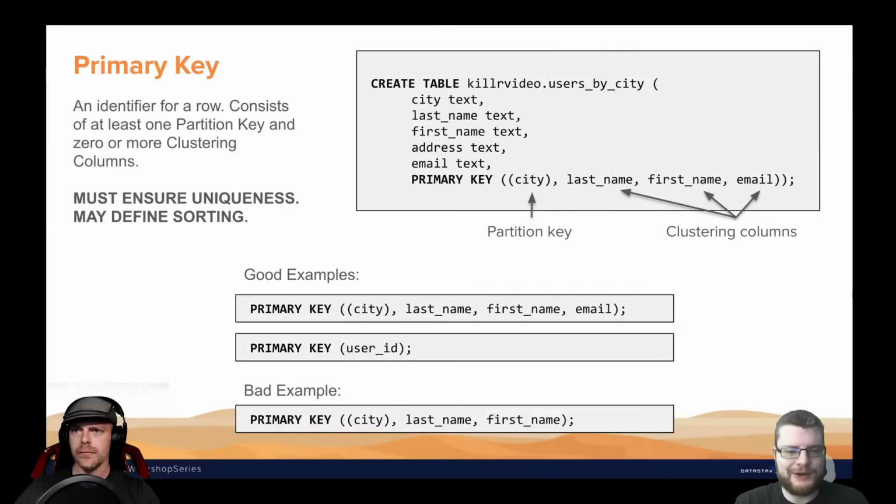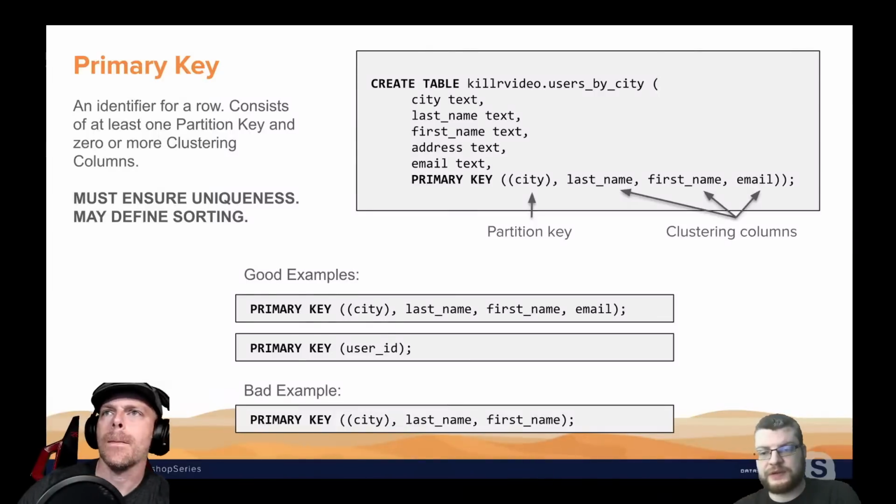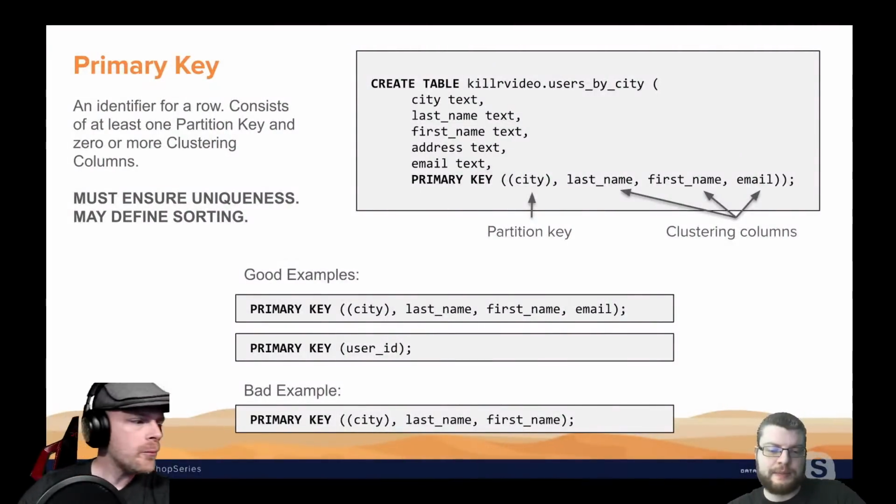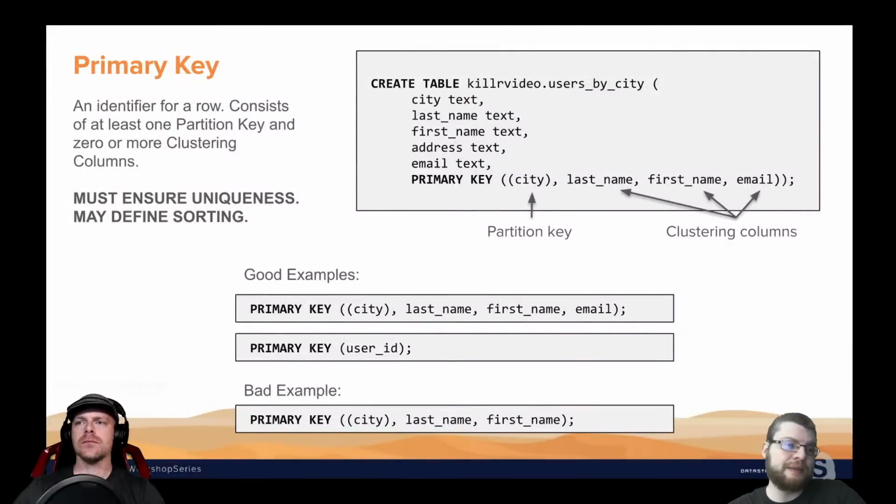Primary keys. Oh, we have some interesting things here. You'll notice we have good examples and bad examples there, and I'll walk through exactly why that is. That first primary key in the good examples section is the same key we were using in our table. We have our city, and our clustering columns of last name, first name, and email. The reason that's different from the bad example, which is city, last name, and first name, is because we are trying to provide uniqueness to our record.